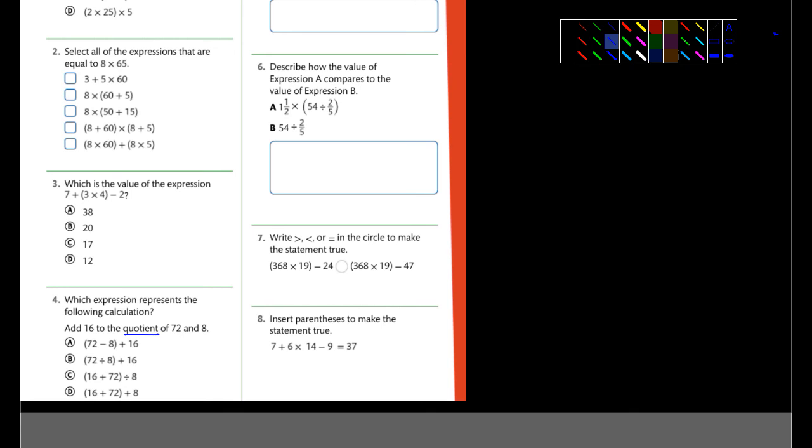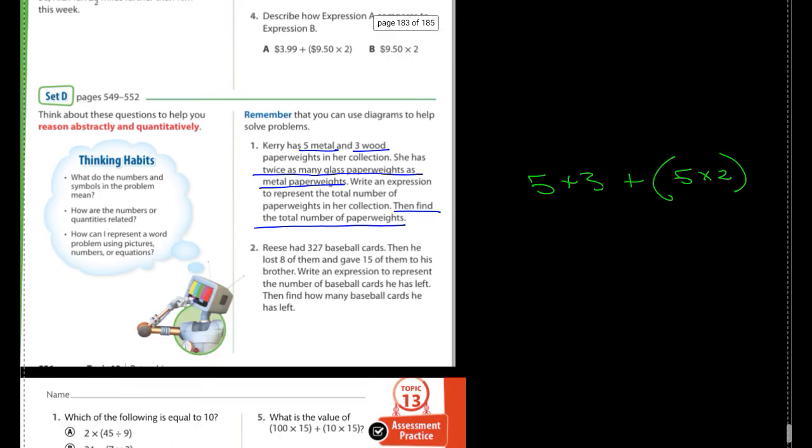Insert parentheses to make this statement true. I'm looking at number 8 here. Well, I'll tell you it's not 7 plus 6. That's not where you would put the parentheses. And you would never put parentheses around something that would have an equal sign. That wouldn't make any sense. So it's not there. So that could kind of narrow things down for you. All right. Is that it? Nope.